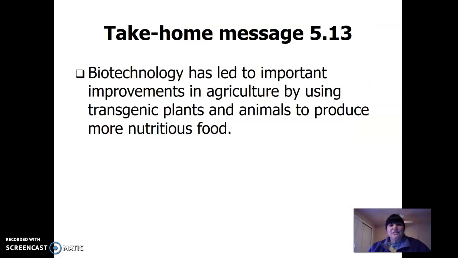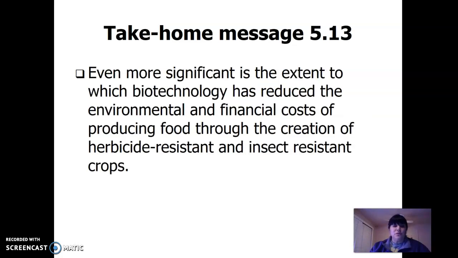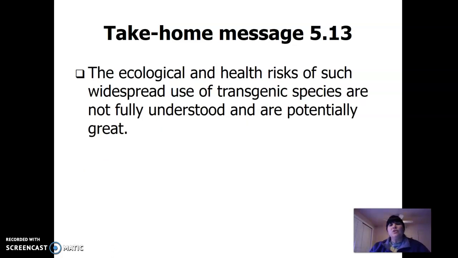It says biotechnology has led to important improvements in agriculture by using transgenic, meaning taking genes from one organism and putting them into another, and animals that produce more nutritious food. Even more significant, reduce environmental financial costs of producing food. You have to understand, agriculture is a money-making industry, okay? It's all about the dollar, okay? Ecological health risks of such widespread use are not fully understood and potentially great. So yeah, you should be concerned.